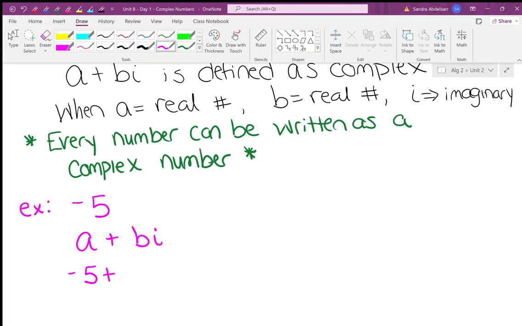So what real number do you think I'm going to make b, so when it multiplies with i, it ends up giving us nothing? So we're just left with -5. Chris? Good. -5 plus 0i, right? Because 0 times anything is 0. So -5 is the same as -5 plus 0i. I haven't changed the value. I just changed how it looked.